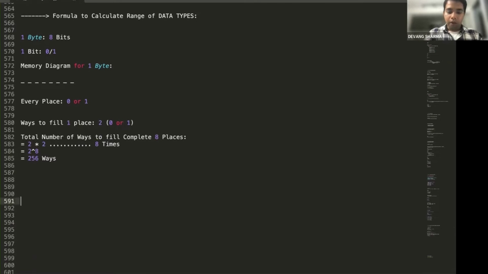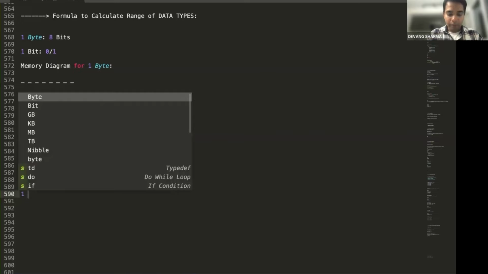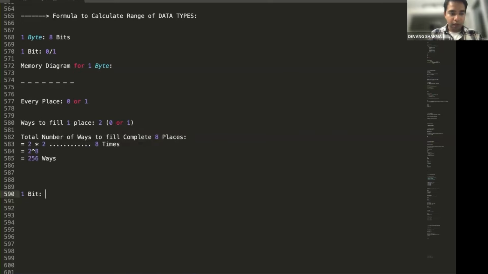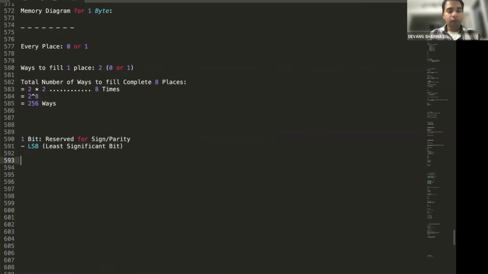Okay. Now, the interesting part comes here that gives me a spectrum of 256 values. Out of those 256 values, there is something called 1 bit, which is, out of these 8 bits, 1 bit is reserved for parity. Parity or sign, whatever you want to call it. Usually that bit is the least significant bit, which is on the leftmost side. That is reserved for sign or parity.